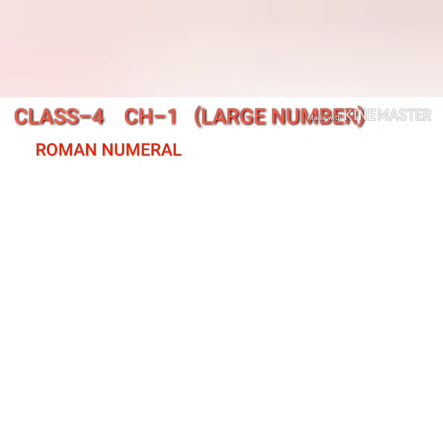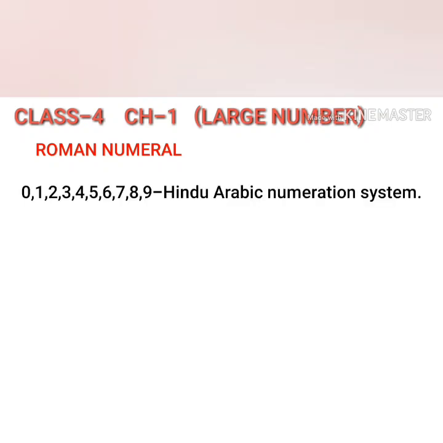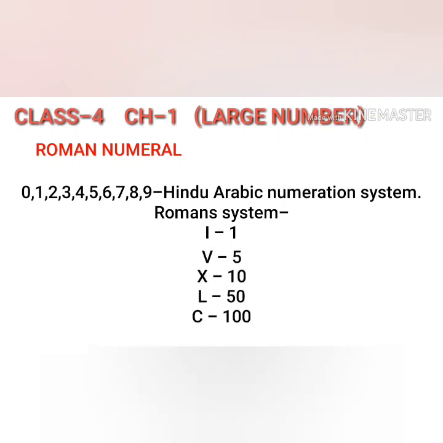To represent any number, or to write any numbers, we use 0, 1, 2, 3, 4 up to 9. These are actually called the Hindu-Arabic numeration system. But in Roman numerals, there are 7 symbols to represent any number. So what are they? These are I, V, X, L, C, D and M. The Roman numeral system is always written in capital letters.